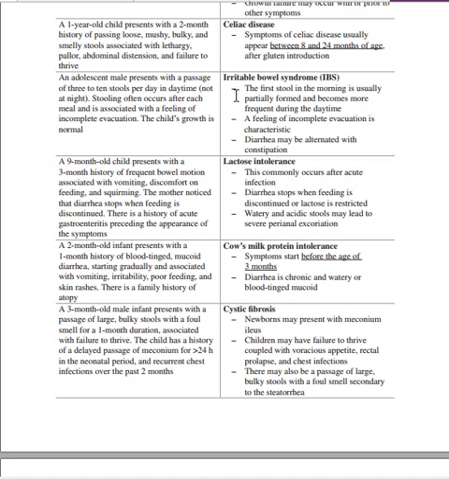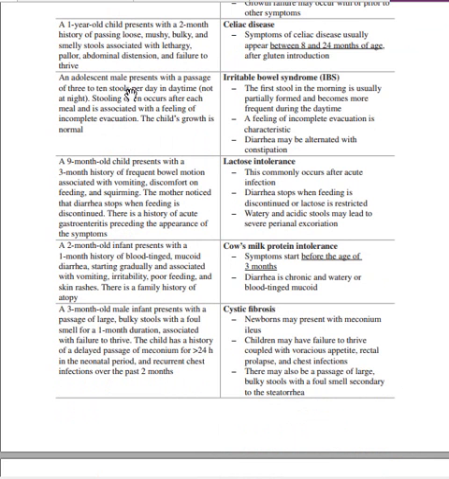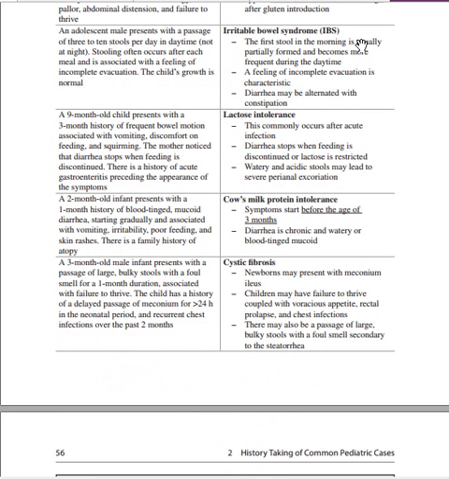Are you getting? Now, if you have this type of diarrhea that is 3 to 10 times per day when the child is awake, that is, an infant or toddler 6 months to 3 years, you think of a toddler's diarrhea. But if you have that in adolescents, you think of irritable bowel disease. Are you getting? So the first stool in the morning is usually partially formed and becomes more frequent during the day. A feeling of incomplete evacuation is characteristic. Diarrhea may alternate with constipation. So diarrhea alternates with constipation in irritable bowel disease, and it's much more common in adolescents.